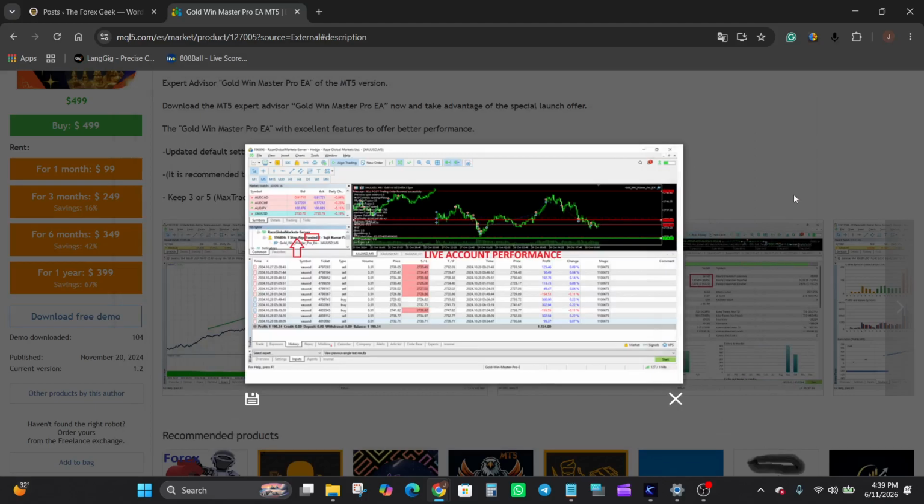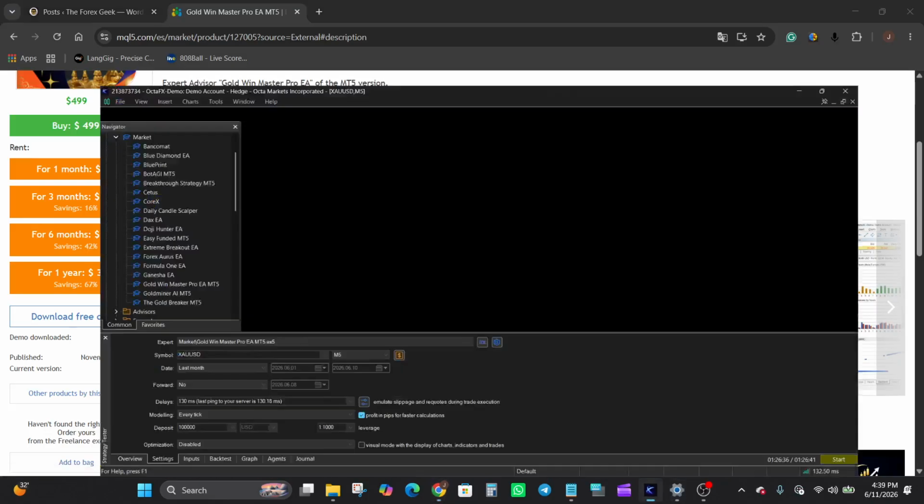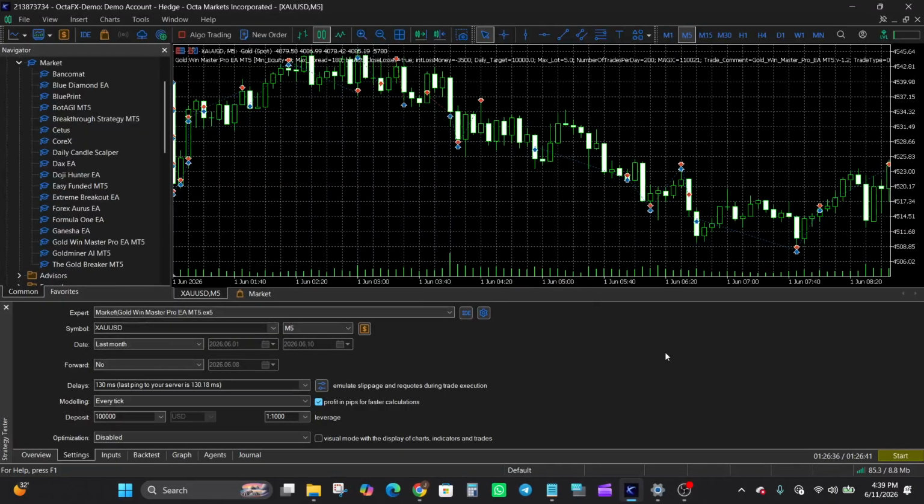And let's just head over to our strategy tester as well, so we can see how this EA performed. Using very recent market data, we're testing the Goldwing Master Pro EA on XAUUSD on the M5 time frame as recommended, from the beginning of this month till date, so covering about 10 days of market data. For the delays, we're using the last ping to the server, every tick modeling.